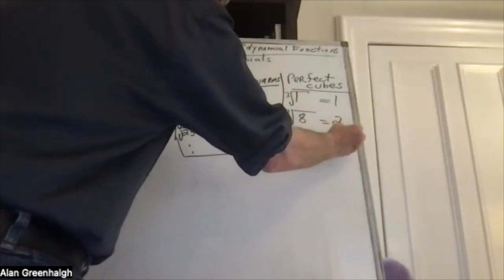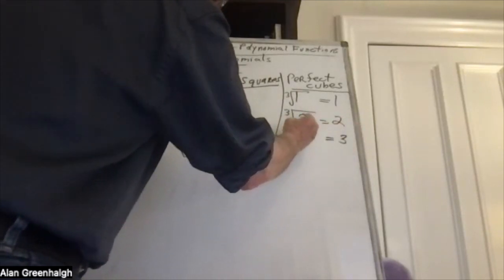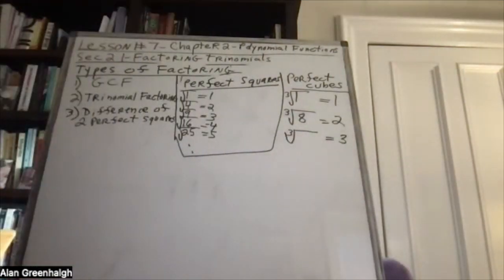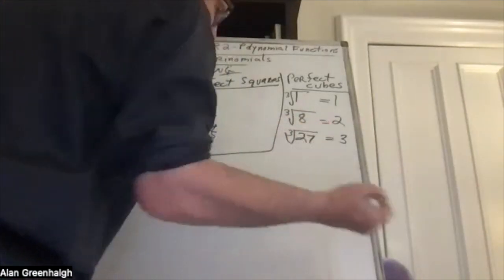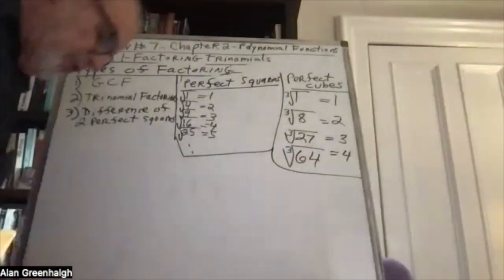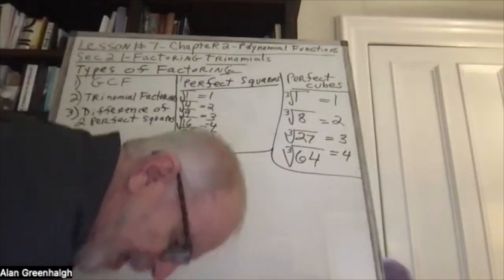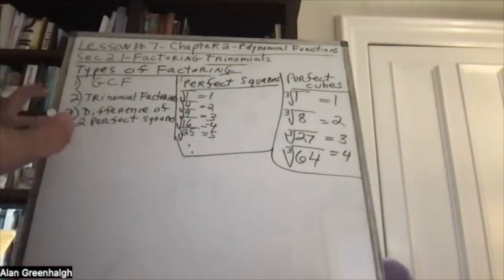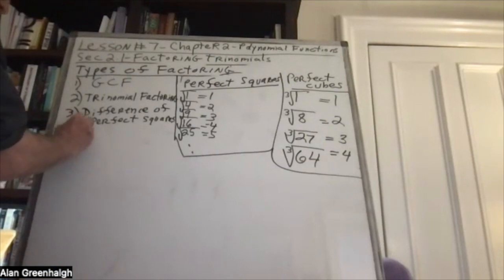Now, what would be 3? What would go under here in order for that to be 3? Just multiply 3 times 3 times 3. Come on, help me out here. 27. Good. Yes. 4. That's as far as we're going. We're not going very, very much higher than that. And now we're going to talk about a fourth category of factoring called the difference.